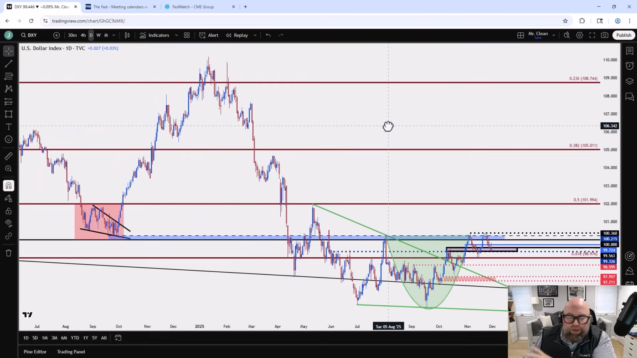Now, if we are going to get a deeper breakdown in USD, I have a setup that I really like for that, but I want to look at something else first.